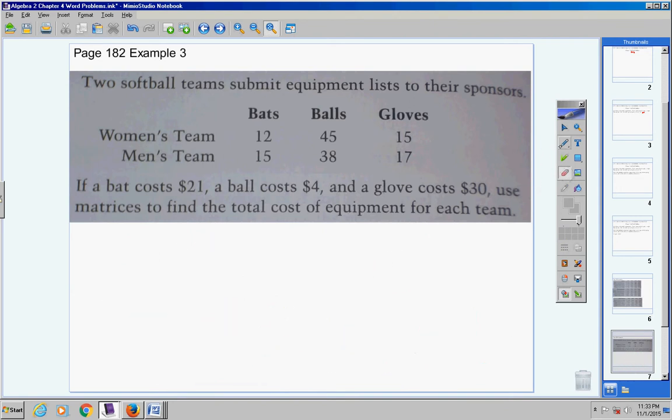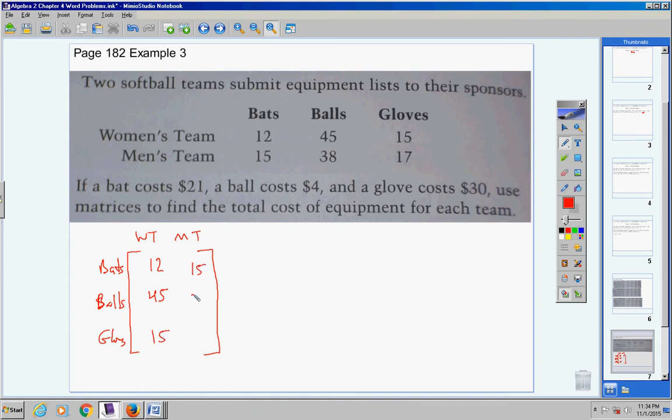You could have, if you wanted to set your first matrix up like this, this would have been fine. Women's team, men's team, bats, softballs, and gloves. Okay, you could have done this: 12, 45, 15, okay, and 15, 38, 17.